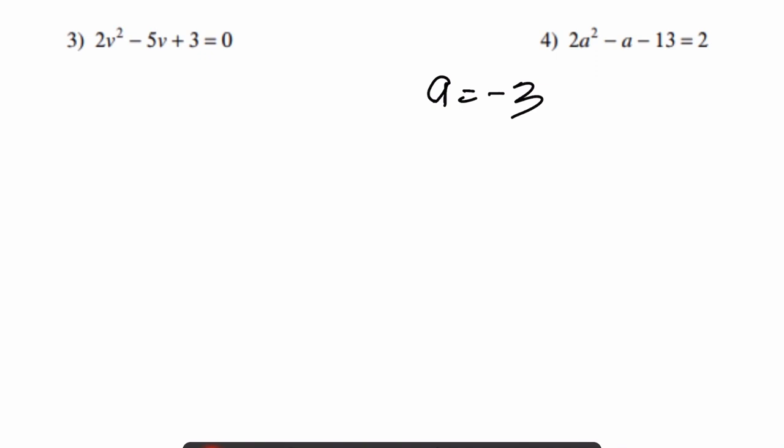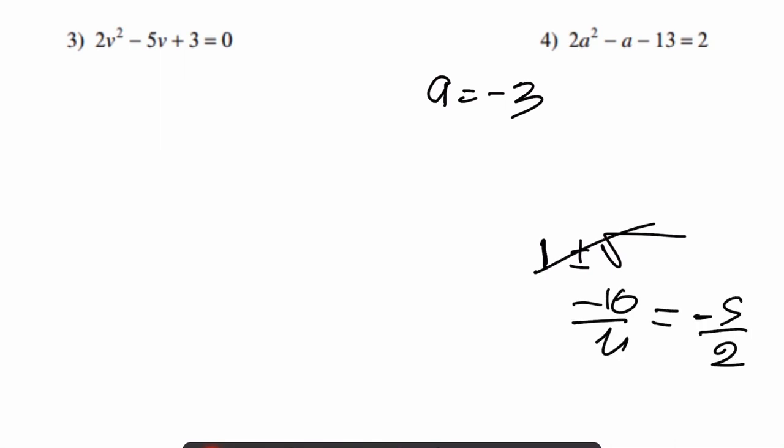What did we have over there? I can't remember. With 1 plus or minus. Okay, yeah, we had negative 10 over 4, which I can simplify as negative 5 over 2. And x is equal to negative 5 over 2.